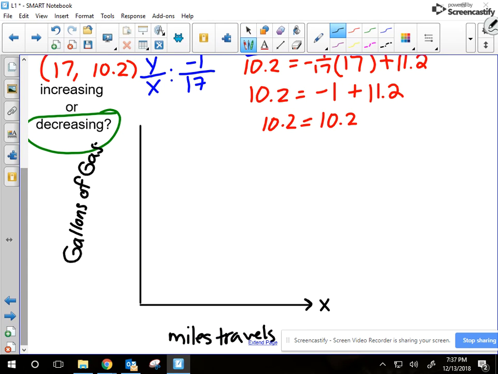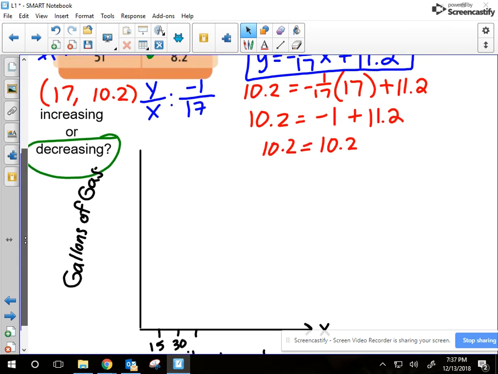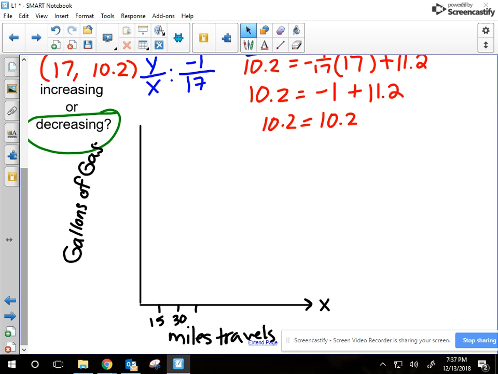So if we put 15 here, this is 30, 45, 60, 75, 90. And that should be plenty far. We could have even spread those out a little bit, but we'll be okay.